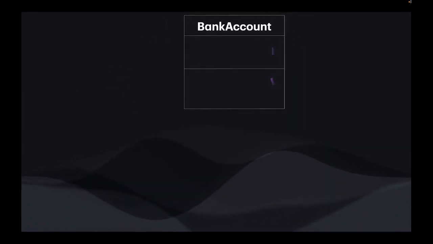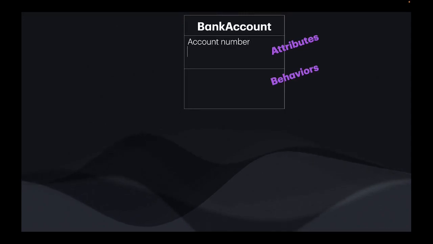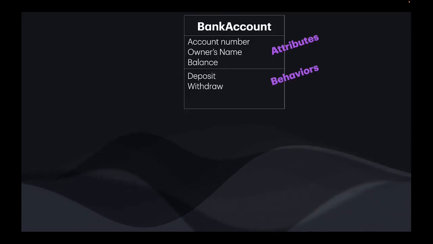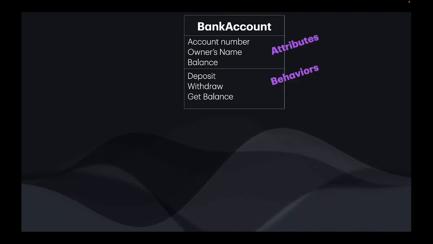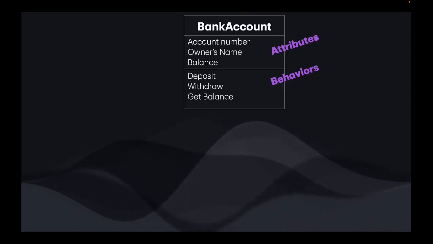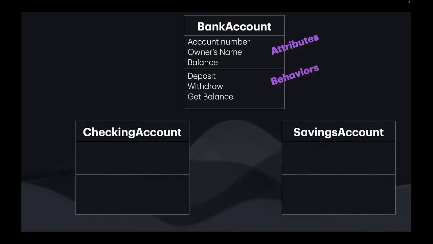Let's take an example of a bank account. There are going to be some attributes and behaviors that will be common to all bank accounts. They're going to have an account number, an owner name, and a balance that we need to keep track of. We're going to have the ability to make deposits and withdrawals, and we're going to need to be able to get the balance. And obviously all kinds of other stuff too, but that's a simplified version of it. But it turns out that there are different kinds of bank accounts. You might have a checking account and a savings account, for example.